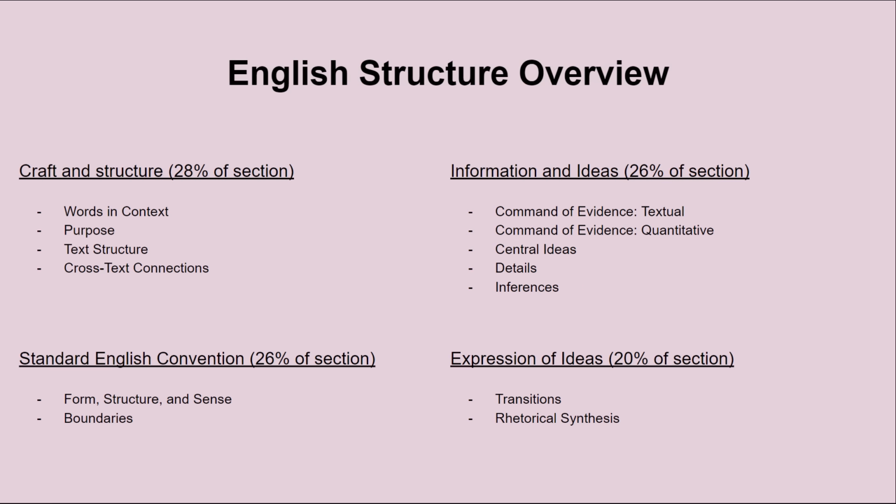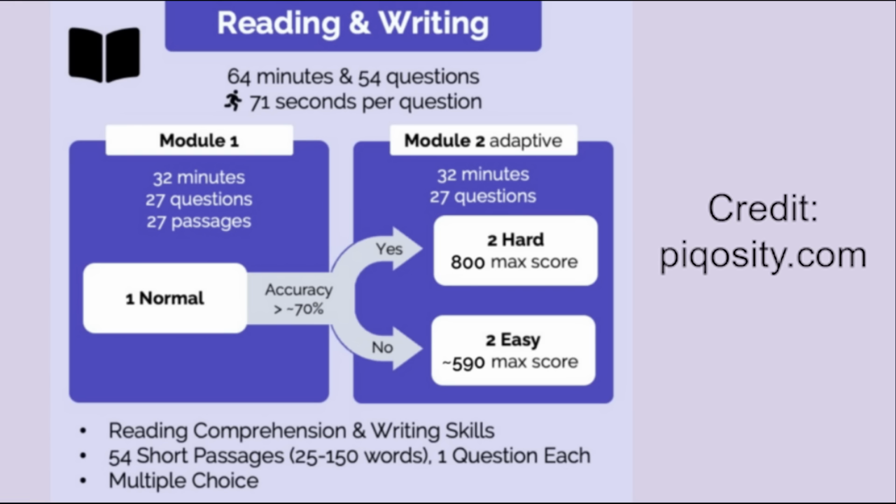Here's a quick overview of how the English is structured. There's 4 different categories. The first one being craft and structure, then information and ideas, then standard English convention, then expression of ideas. There's a total of 13 different question types, and I'm going to go over every single one in this video. You should also know that English is divided into 2 modules, and how well you do in the first one will decide the difficulty of the next one. Each module has 27 questions, and you're given 32 minutes.